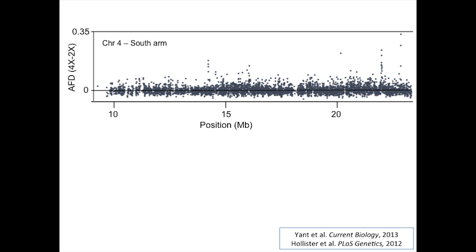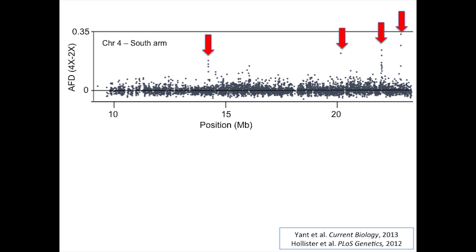And so these are scattered above and below 0. If they're below 0, it means that the diploids have the derived alleles. And if they're above 0, it means that the tetraploids have the derived alleles. So you can see mostly it just kind of twiddles around 0. But then you have these spikes here of pretty high differentiation. And these 4 are the ones that are significant on the arm of chromosome 4.